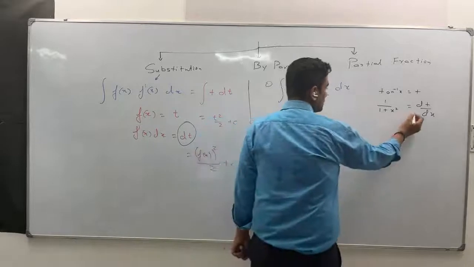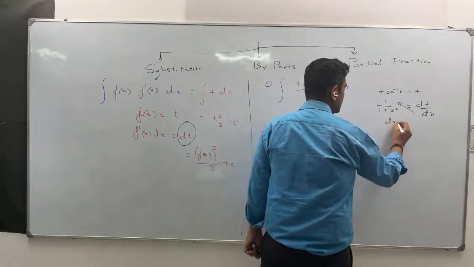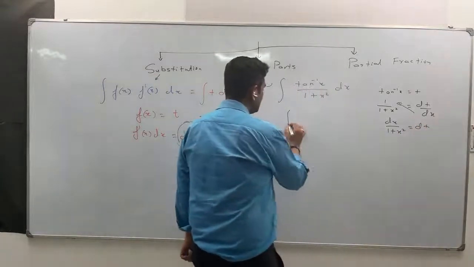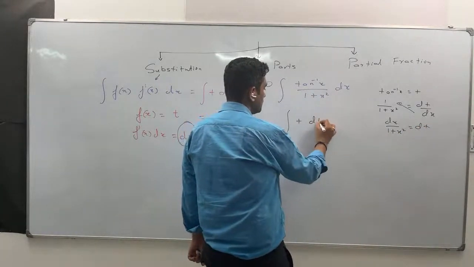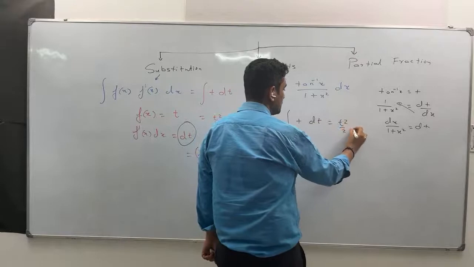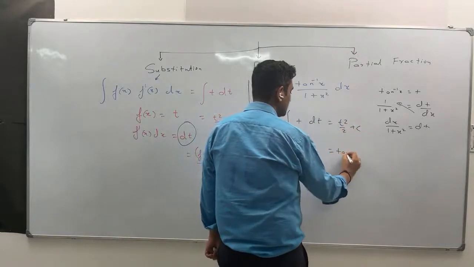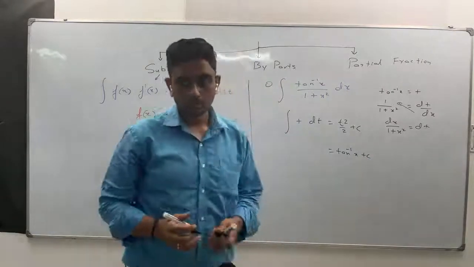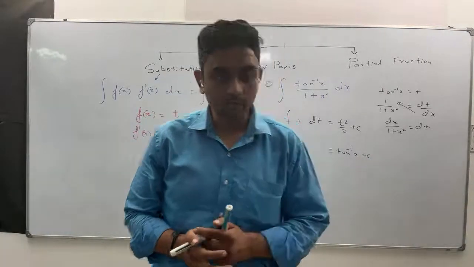So now once you get this, you can just cross multiply. After cross multiplying, you get dx upon 1 plus x square is dt. So you get the integral of t dt. This will again be t square by 2 plus c. So the answer will be tan inverse x whole square by 2 plus c. So it is like this.